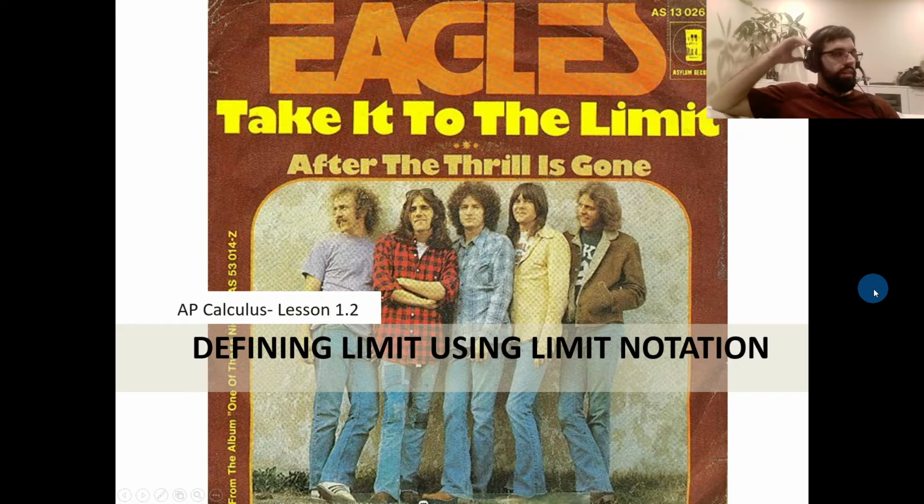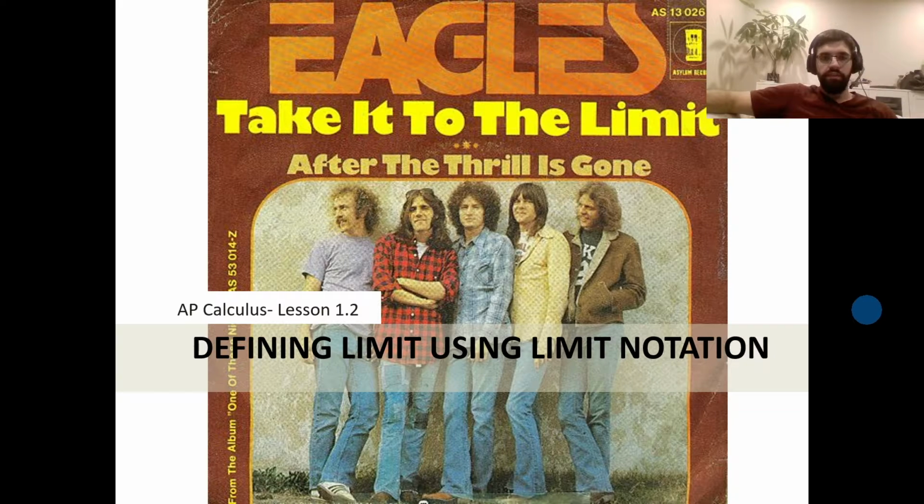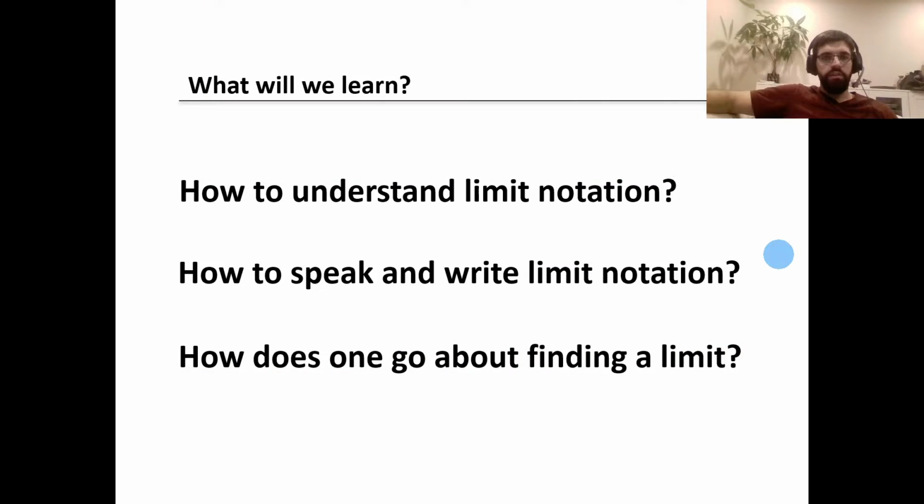So this is Unit 1, Lesson 2. The unit is called Limits and Continuity. The lesson is called Defining Limit Using Limit Notation. In this lesson, we're going to learn how to understand limit notation, how to speak and write limit notation, and how to go about finding a limit.